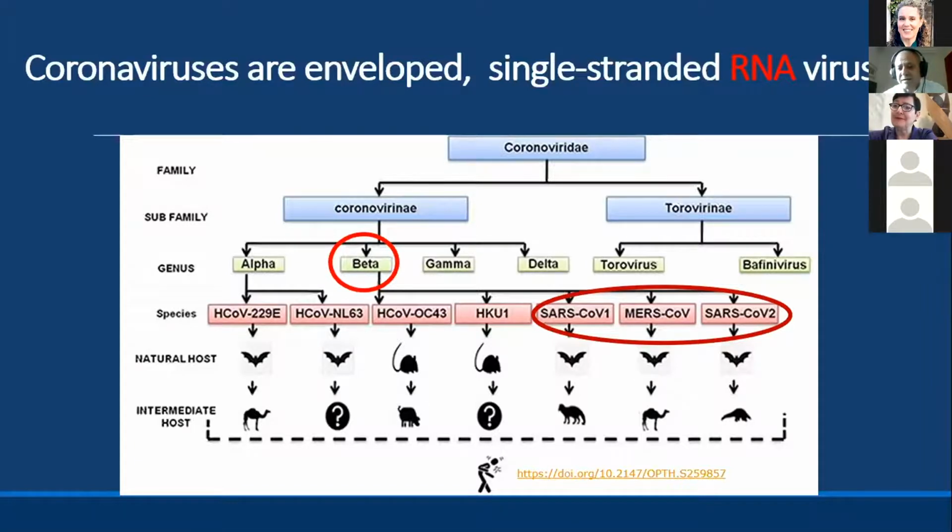For example, for MERS, we have the camel. For SARS-CoV-1, we have the wildcat civets. And for SARS-CoV-2, it's believed that the pangolin or the anteater is the intermediary host for this virus, although there is some debate about that.